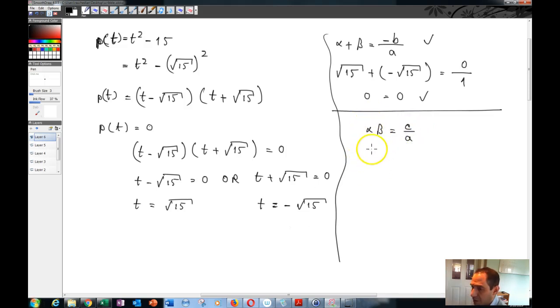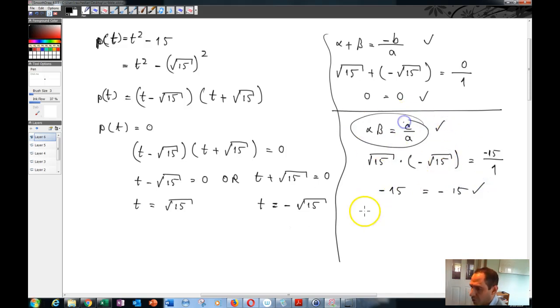And what that means is that square root of 15 times negative square root of 15 is equal to c by a, which is equal to negative 15 by 1. So this is equal to negative 15 is equal to negative 15. So this relationship also holds here.